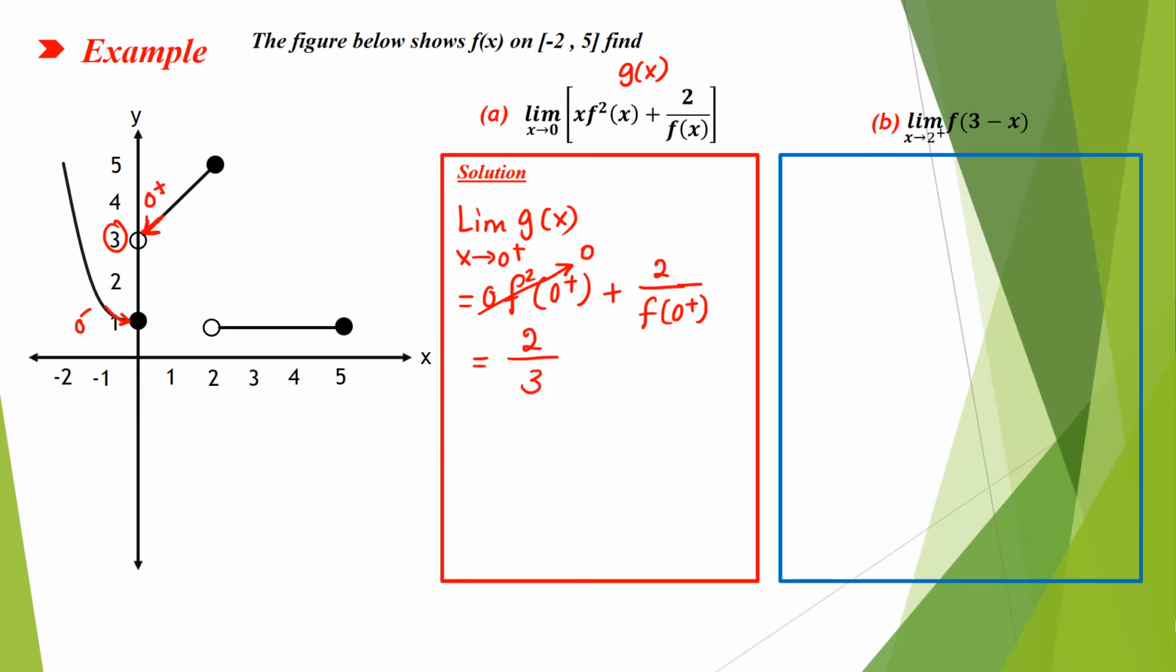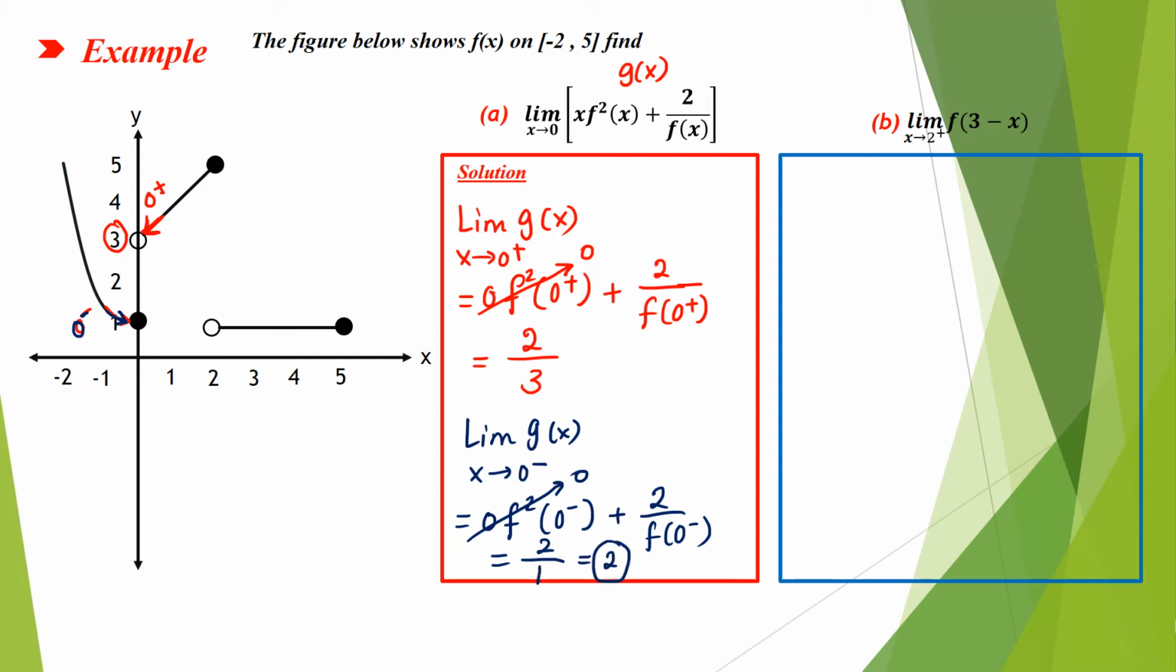Now you have to find the limit of g of x when x goes to 0 from left. So this is equal to 0 multiplied by f squared of 0 from left plus 2 divided by f of 0 from left, and 0 times anything equals 0, and this is equal to 2 over f of 0 from left, which equals 1. So we have 2 from left of 0 and 2 over 3 from right of 0, so the limit does not exist.